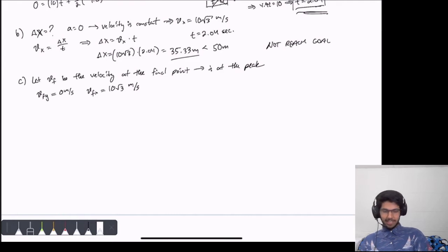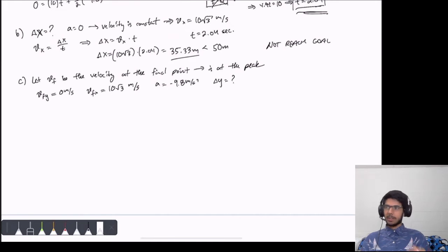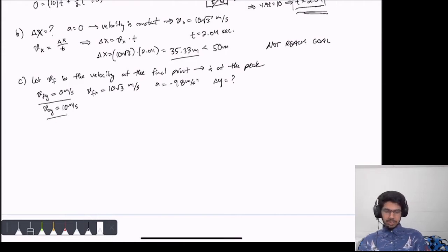What else do we have? Acceleration is equal to negative 9.8 meters per second squared. Again, it's just gravity. And we need delta y, which is question mark. And lastly, we do have from before the initial velocity in the y direction was 10 meters per second. So we have final, we have initial, we have acceleration, we need delta y. 3 variables are known, 1 is unknown.